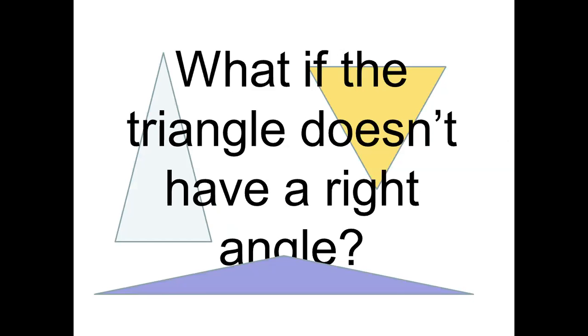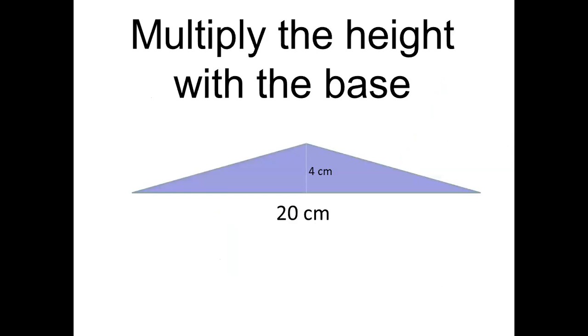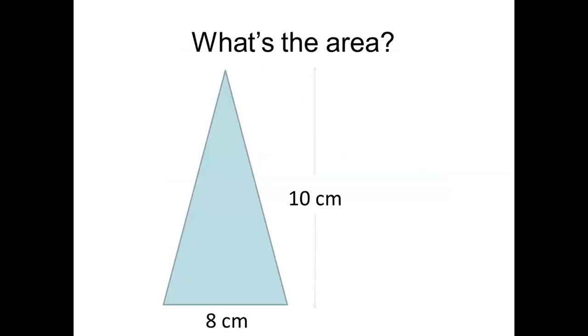What if the triangle doesn't have a right angle? Like this triangle, for example. This is an obtuse triangle. I'm going to take from the highest point in the triangle a perpendicular line. This line is called the height. Since I have a height here, it's 4 centimeters, and the whole base of the triangle is 20, so the area is half times 20 times 4, which is going to be 40 centimeters square.